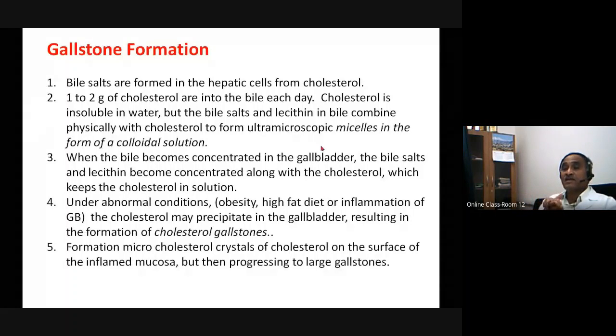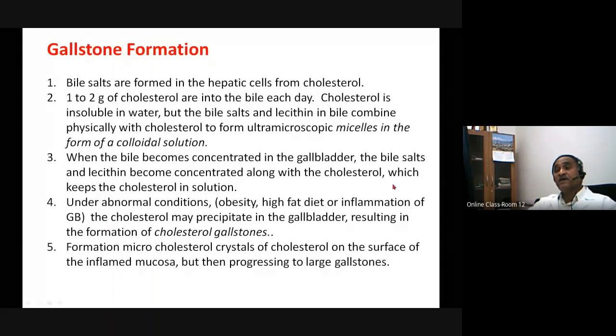Under abnormal conditions, what are those abnormal conditions? Obesity. That means cholesterol levels are high, and when the cholesterol levels are high, the cholesterol cannot be maintained in solution, so the cholesterol forms microcrystals. Or when we continuously consume a high fat diet, that will also enhance it. Or inflammation of the gallbladder.